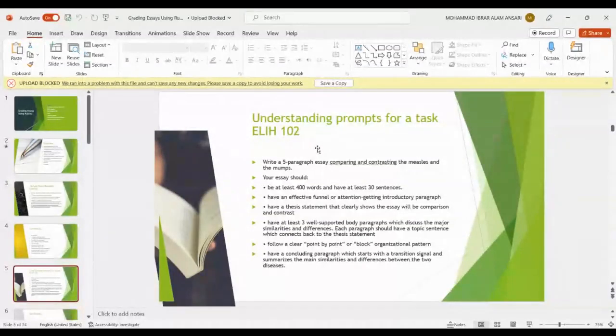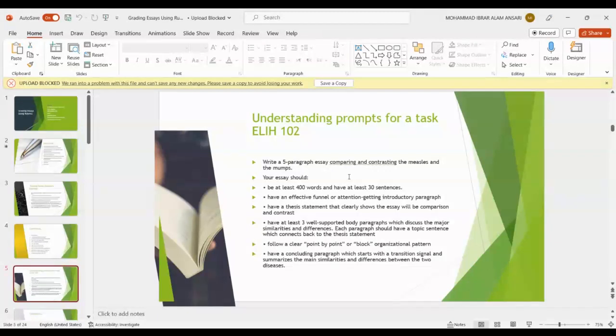I've got another task here with prompts. So let's go through it quickly. It's from the previous exams that were held in the ELI. So look at the prompts here.